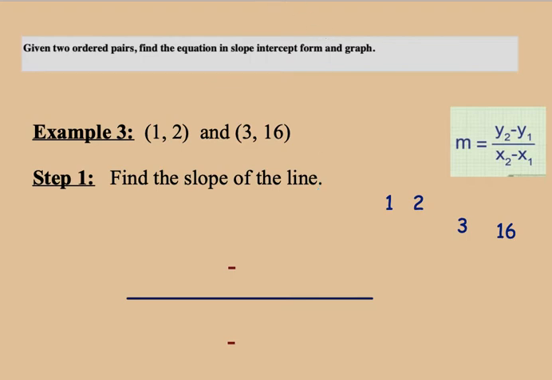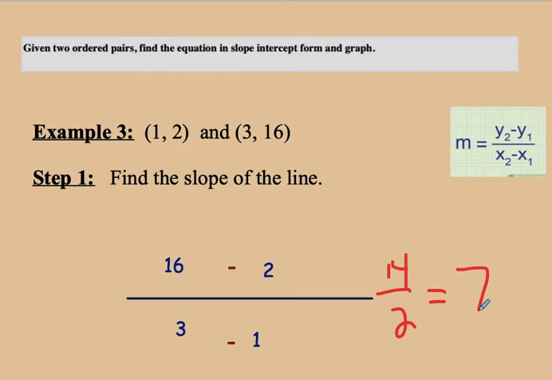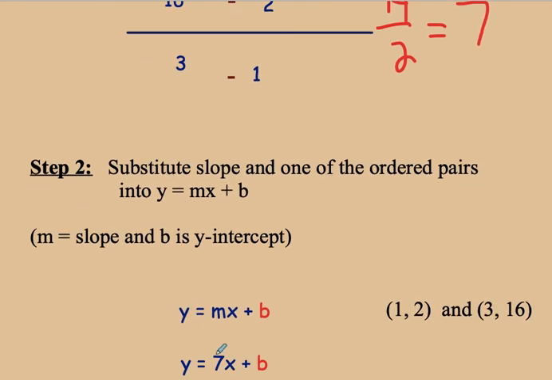This one again, I'm going to figure out what my slope is. So let's maybe try to go here. Let's take the 16. Let's subtract 2. Since I started with 16, I got to start with my 3. So I'm going to go 3 minus 1. What is 16 minus 2? That is 14. What is 3 minus 1? 2. What does that reduce to? 7. Okay, so I've got my slope. I already know that it's 7.